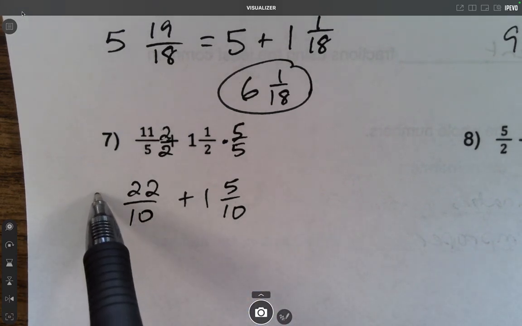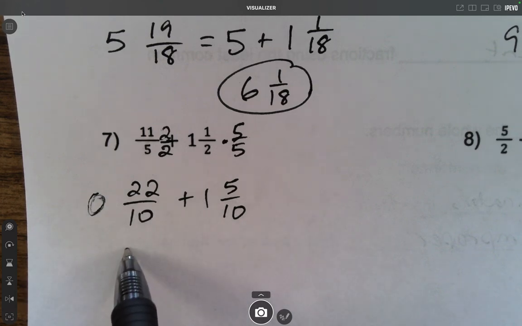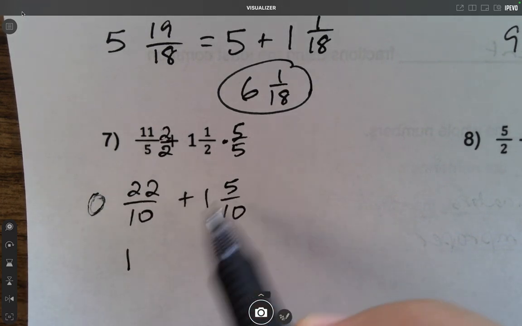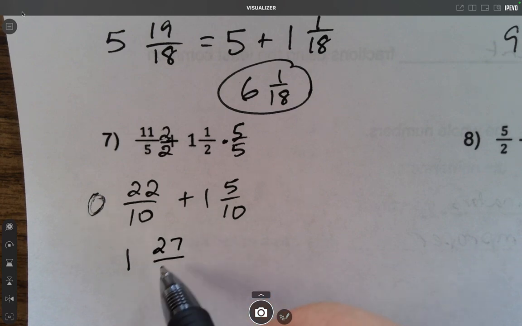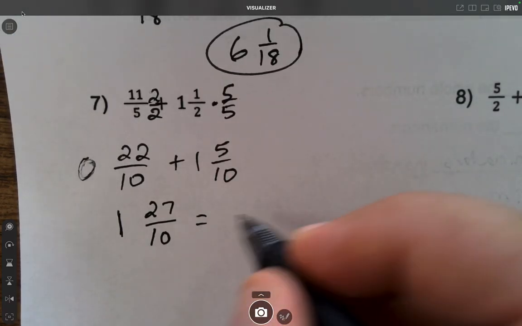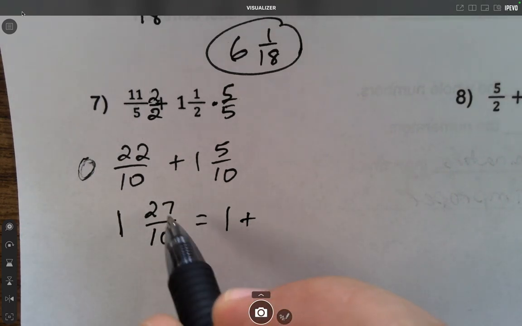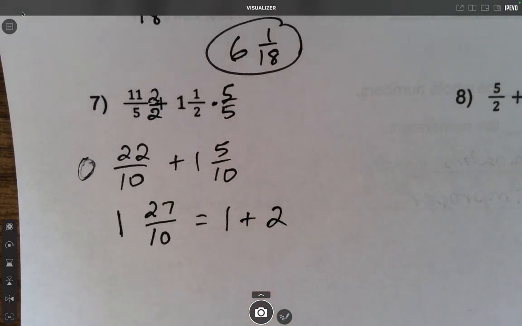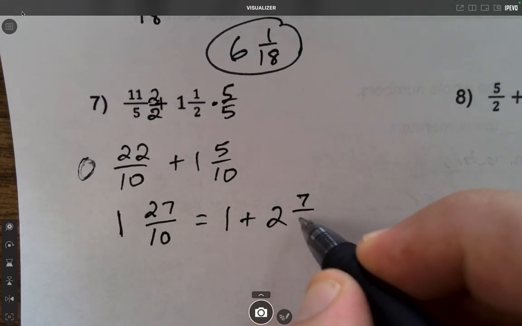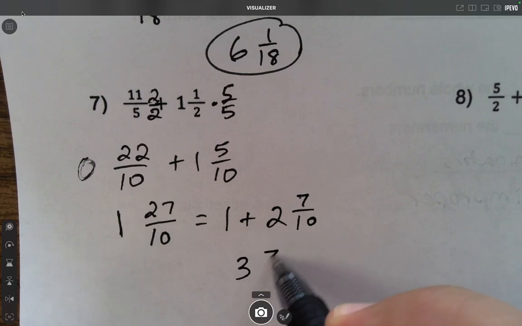So I have no whole number out here, it's understood 0. So 0 plus 1 is 1. 22 plus 5 is 27. And we keep the denominator the same. So at the moment we have 1 and 27/10. Well, this is improper, so we've got to fix it. 10 goes into 27 2 times. And that leaves a remainder of 7 over 10. So 1 plus 2 is 3 and 7/10.